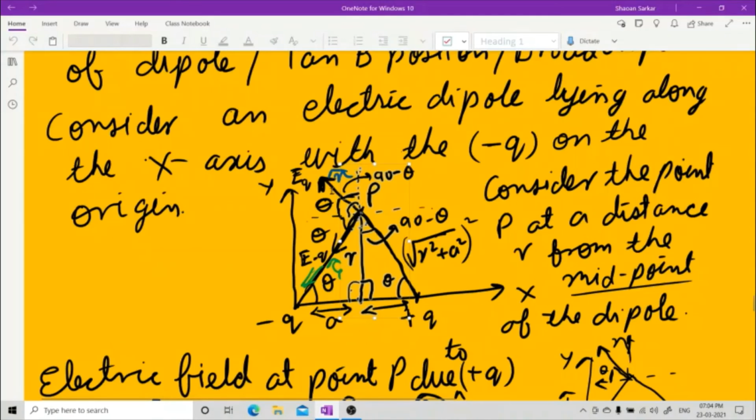In class 12, the perpendicular component of this and the perpendicular component of this were cancelled out, here and here, and you wrote the result without using any vectors. But the right approach is using vectors, so I have done it in vector form. Only these parallel components add up, and the perpendicular components cancel out.